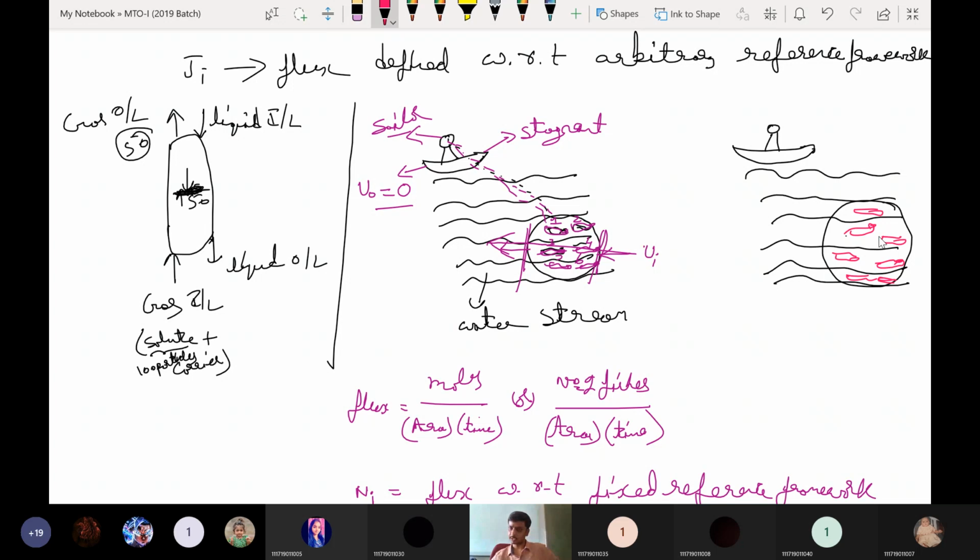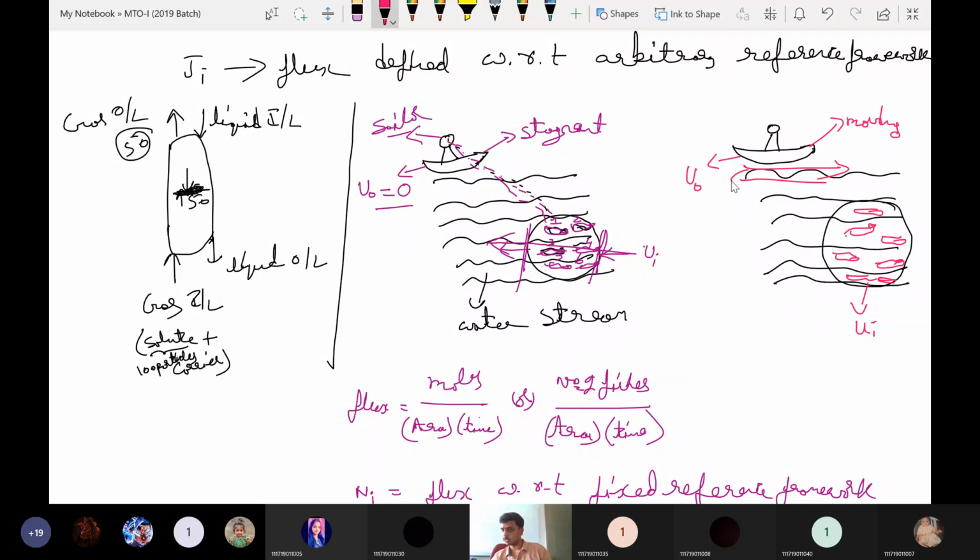Fishes are coming inside and going. The velocity of these fishes is nothing but ui. So the velocity of u is nothing but your boat, which is u naught. Now you are not at a stagnant position. You are moving. Your boat is moving.